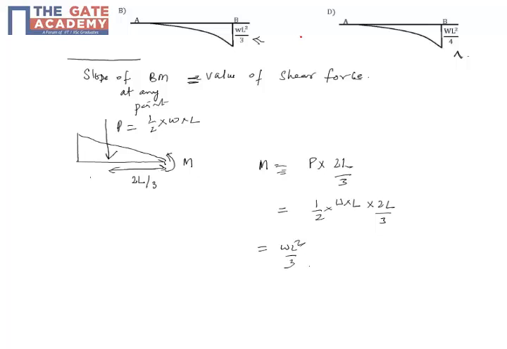So the value of the bending moment is also represented correctly by B, as well as the slope. B is the choice. This is how you decide in SFD and BMD. You need not plot everything, because the bell will ring. Thank you.